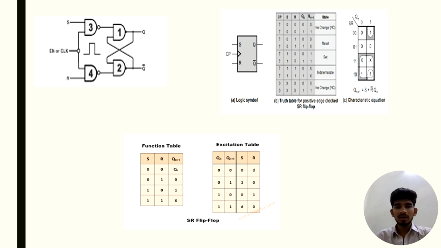Now here is the excitation table: Q, Qn plus 1, S and R. 0 0 gives 0 and don't care. 0 1 gives 1 0. 1 0 gives 0 and 1. 1 1 gives don't care and 0.